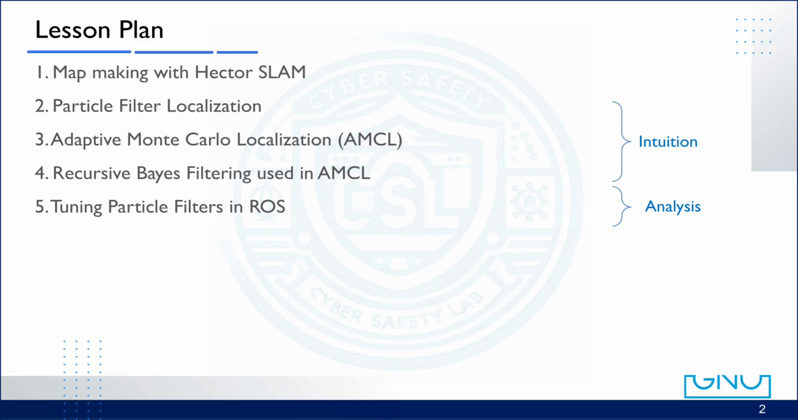Fourth, we connect everything to recursive Bayes filtering, the mathematical foundation behind AMCL. We examine how prediction and correction steps interact and how belief distributions evolve over time. Finally, we discuss tuning particle filters in ROS. We explore which parameters matter, how to adjust them in real-world environments, and how tuning affects localization stability and convergence. By the end of this lecture, you will understand not only how particle filters work in theory, but also how they are practically implemented and tuned in ROS.